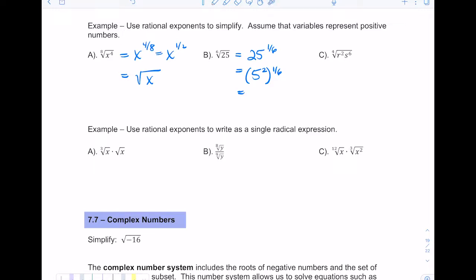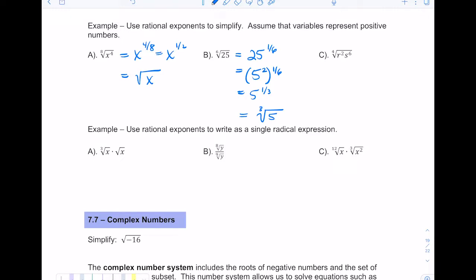Okay, and I have two powers next to each other, a power to a power, so I'm going to multiply. 2 times 1/6 is really just 2/6, which reduces to 1/3. So this is really 5 to the 1/3, and as we learned in the beginning, anything to the 1/3 power is just a cube root. So this is really just the cube root of 5.